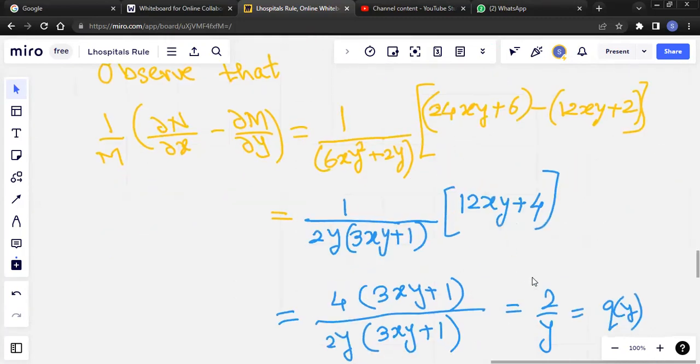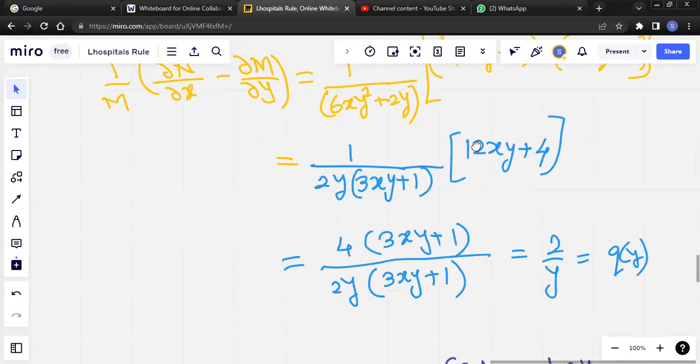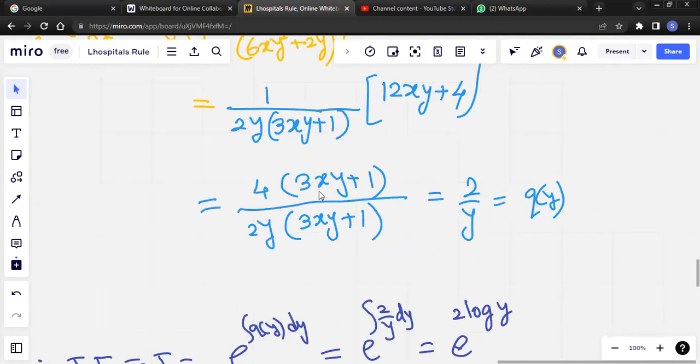Inside the bracket I'm having 12xy plus 4, and in the denominator I find 2y can be taken common. Inside I'm left with 3xy plus 1. Now here also I find 4 is common. We can take 4 common. Inside we are left with 3xy plus 1 in the numerator also and in the denominator also. That gets cancelled, and ultimately the answer is 2 upon y. It is a function of y, so let us label this as some Q of y.